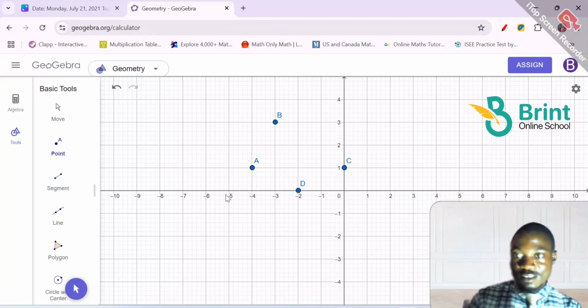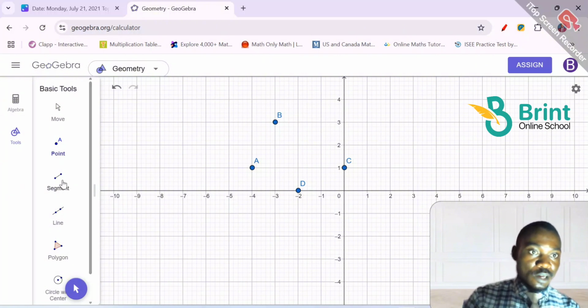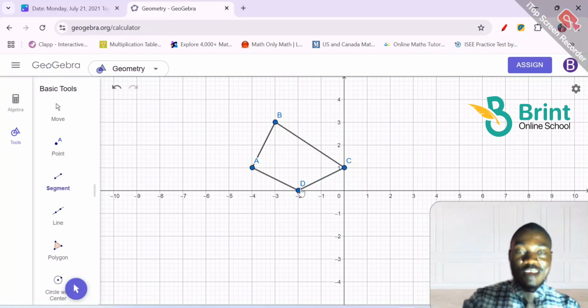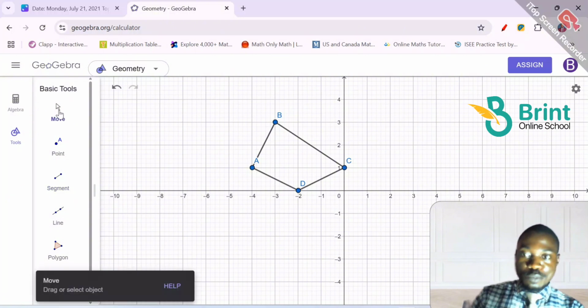So these are the 4 vertices of the quadrilateral ABCD. I'll have to connect these with line segments, so I'll join these coordinate points. Okay, there we have it. This is our quadrilateral ABCD. So we are asked to translate this, in other words, to move it to another position without changing its direction nor its size.